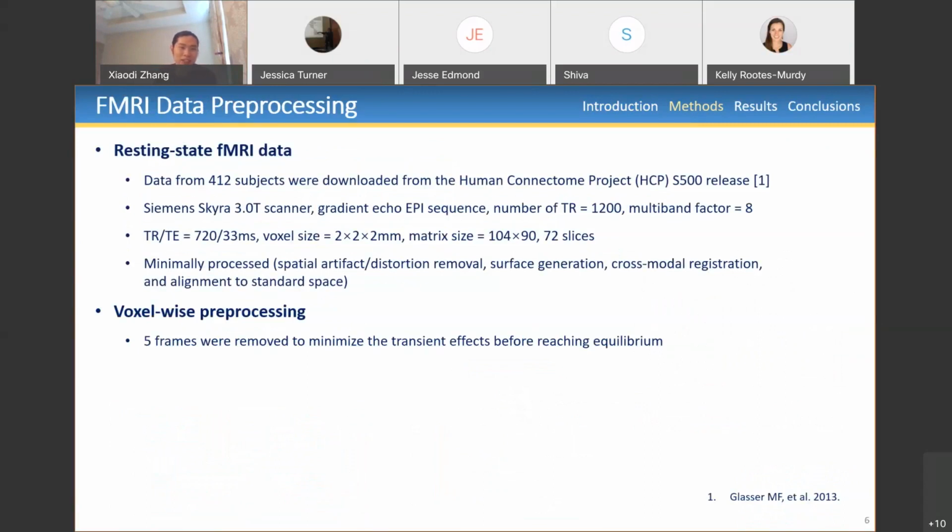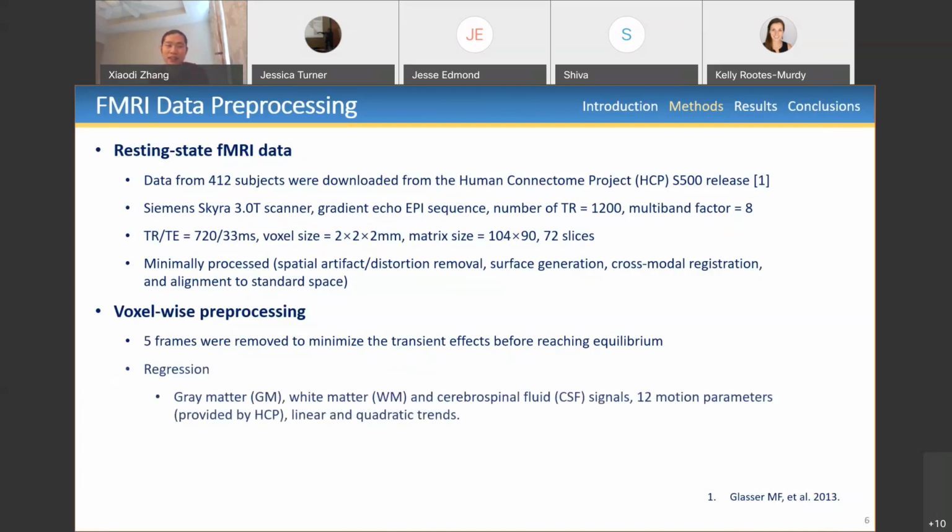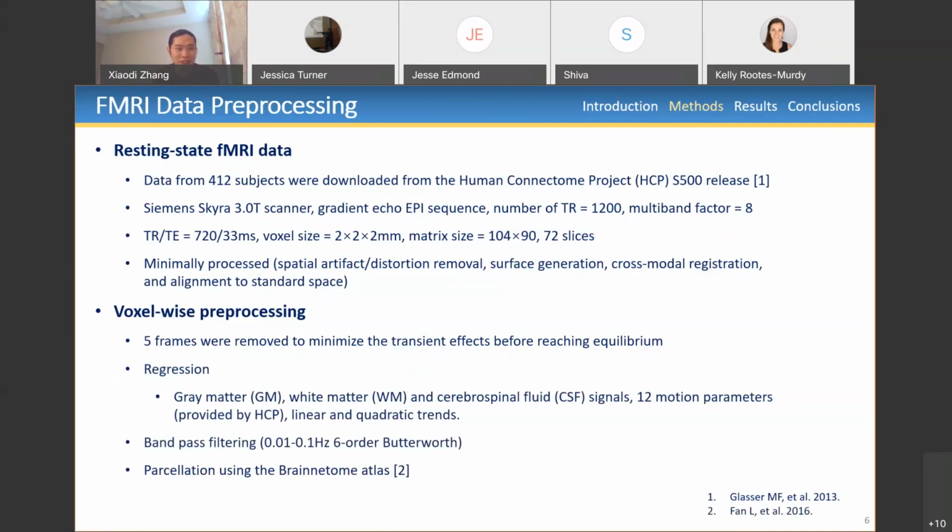several steps. So first, we remove the first 5 frames to minimize the transient effect, and then we perform regression, which involves gray matter, white matter, and CSF, as well as the motion parameters and linear and quadratic trends. And after that, we perform bandpass filtering and project everything into the Brainnetome Atlas.